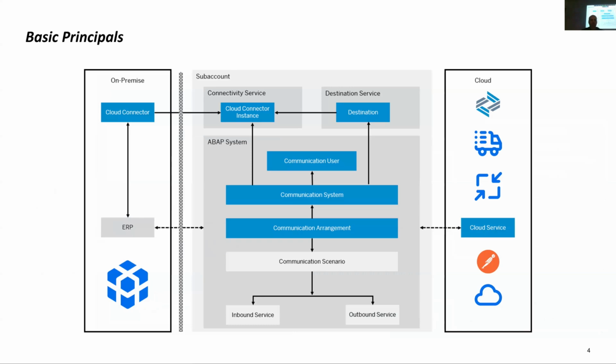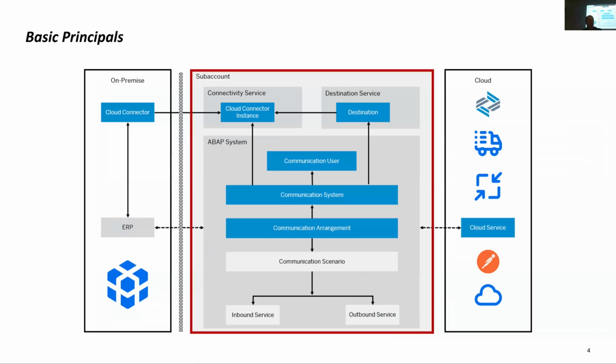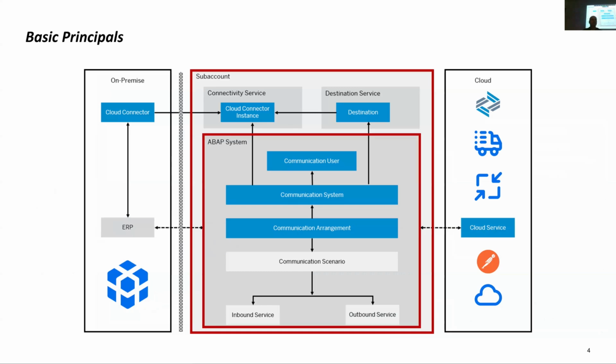To the integral parts, basic principles. So again, we have our sub-account. In the sub-account, our Steampunk system is a service instance there. We'll quickly show a demo in a second. And of course, for the on-premise scenario, we are using Cloud Connector connecting to the sub-account. We'll also show that in a sec.